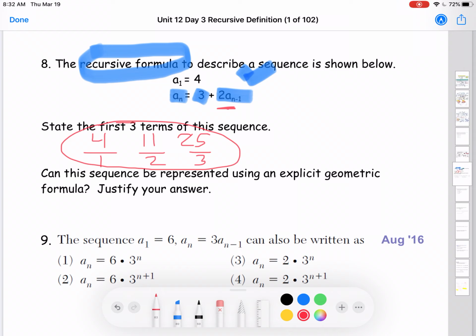It says, can the sequence be represented using an explicit geometric formula? Well, geometric is when we multiply. This is a combination of multiplying and adding, so the answer is no. Because geometric is a multiplying pattern.